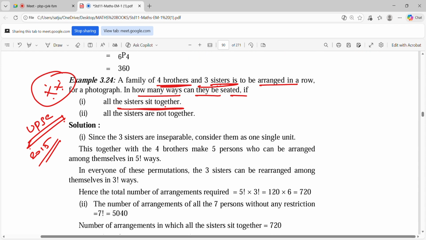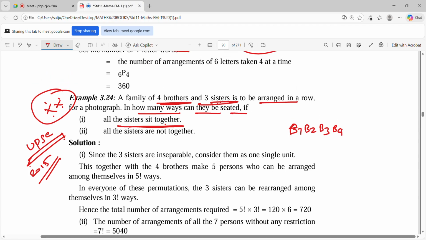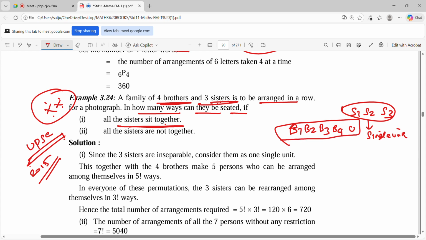Generally I am saying. Now here, all the sisters sitting together means what you need to do is write the 4 brothers: B1, B2, B3, B4. All the sisters, that is S1, S2, S3, can be treated as a single unit. When they are sitting together, you have to treat them as a single unit. So how many people are there totally? 5 only. So these 5 can be arranged in 5 factorial ways.